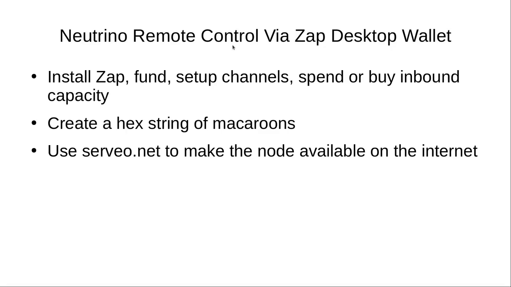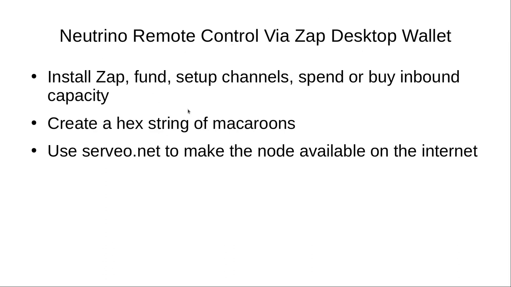So this can be a really easy on-ramp where within half an hour, you can be set up with an environment which you can start developing on, and developing the projects I do as well. So I just want to do a little tutorial on that. What we're going to do is access the Neutrino node via the Zap Desktop Wallet.